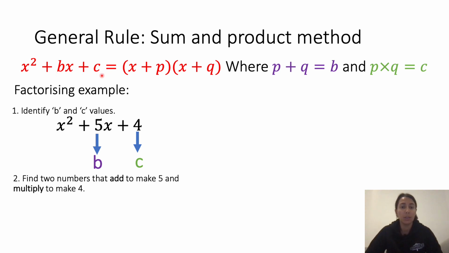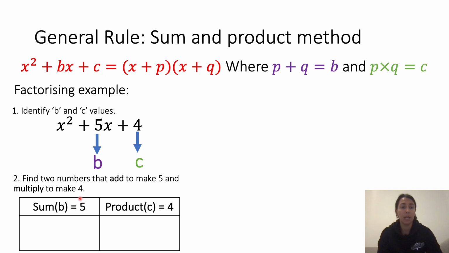Then this is probably the hardest part. This is where I need to find my two numbers that add to make 5 and that when I multiply them make 4. So I like to make a little table like this. I know that my sum has to be 5 and my product has to be 4.